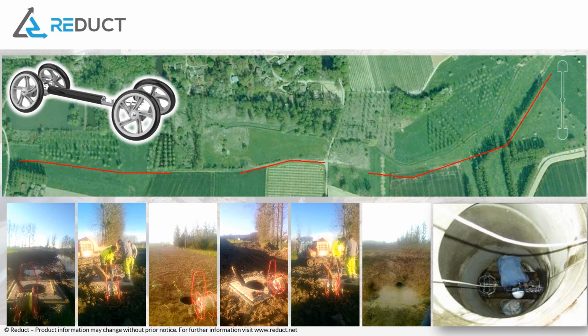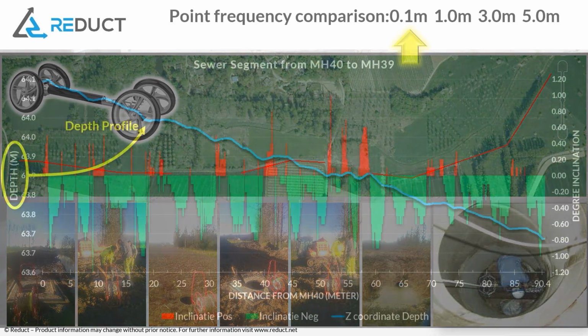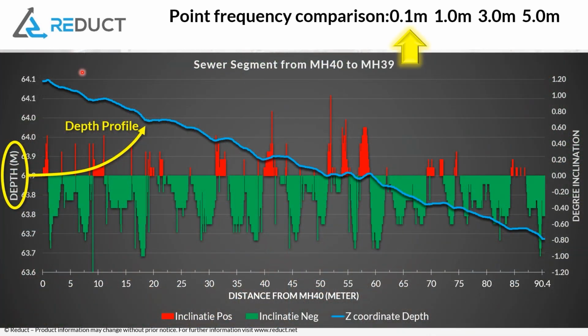So here you see the result of the mapping. So this blue line here is the depth profile, and it's a high frequency depth profile. In fact, we're at 10 centimeters per sample. So you see every little movement, but you already see that it's far from perfectly straight.